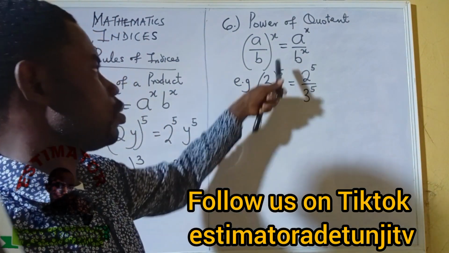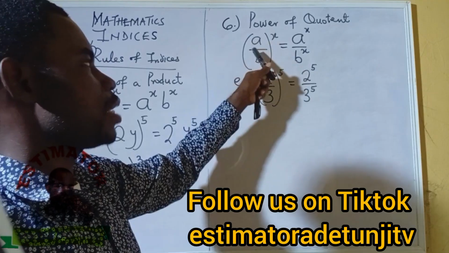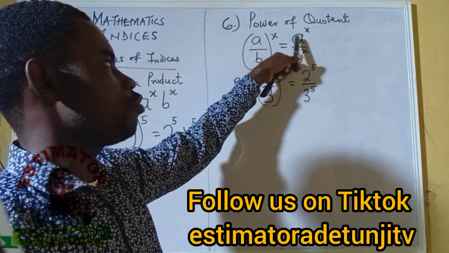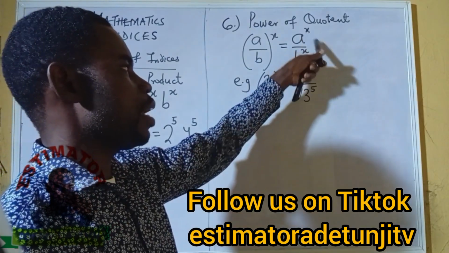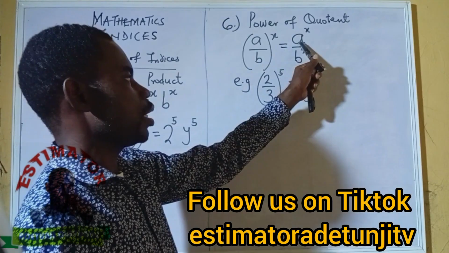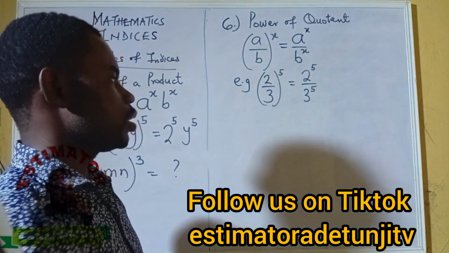So I'm telling you that the transformation of the result of a over b exponential x, that is the power of quotient, gives you the breaking down of the fraction individually to carry the exponent. So we have a exponential x over b exponential x.